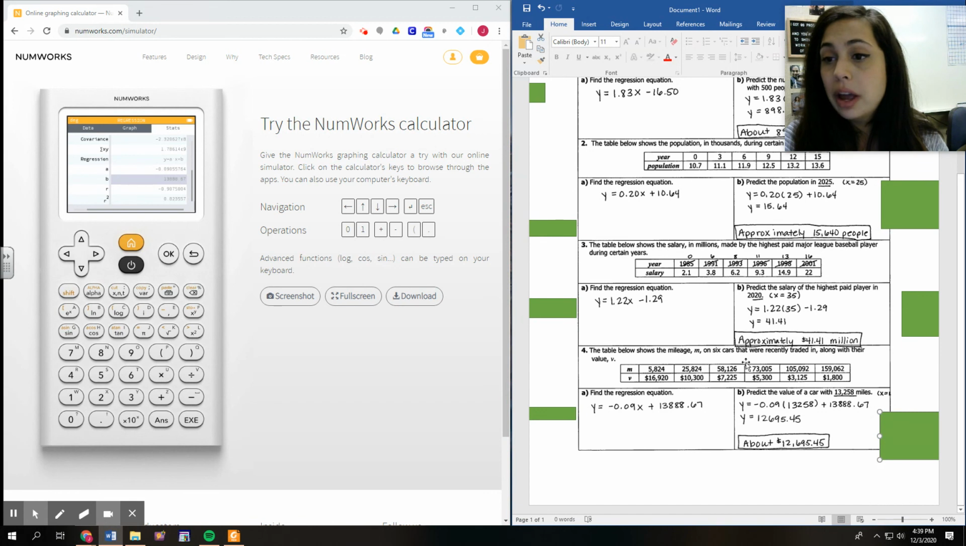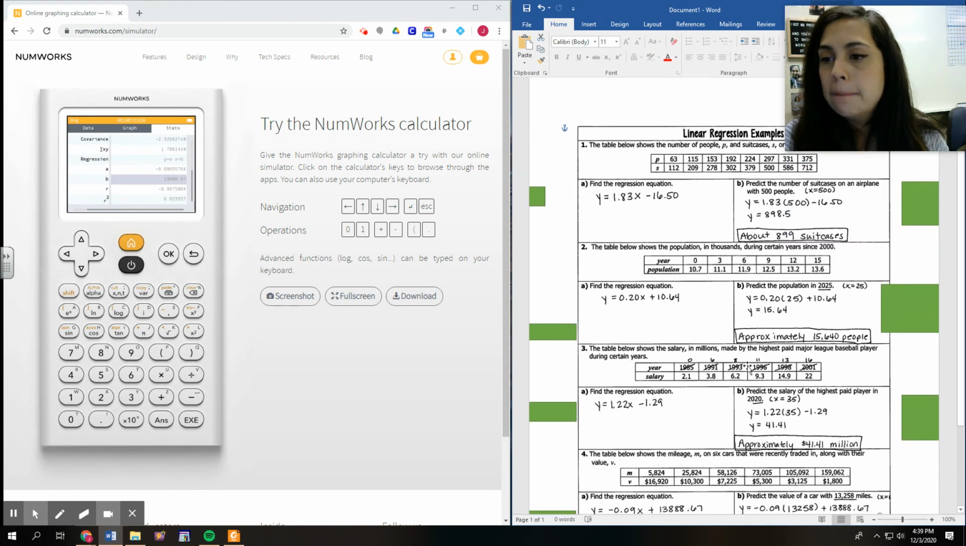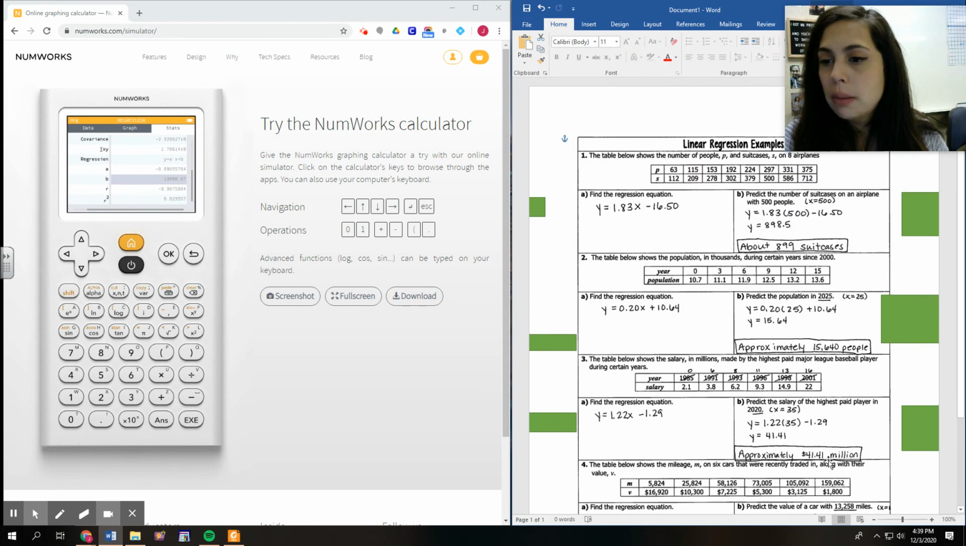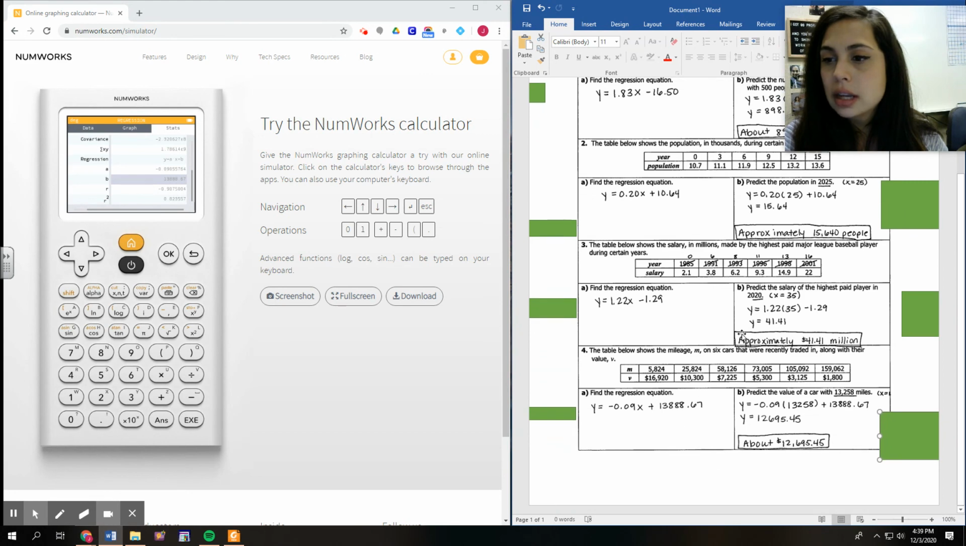Okay, so when you're putting these into the formative for your online homework, make sure you are including units, because I will require that for these word problems. And if you have any questions, just let me know. That is the rest of these examples here.